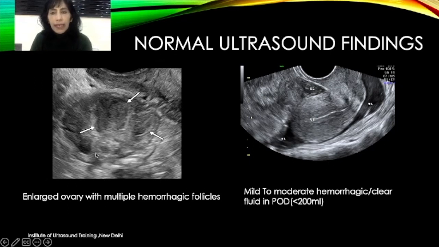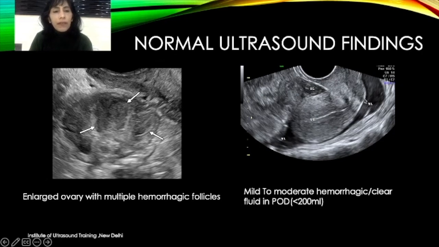If you find the ovary enlarged and multiple follicles showing a hypoechoic appearance, which is the blood inside these follicles, then you may find some hemorrhagic fluid collection in the pelvic cavity, in the cul-de-sac particularly. It could be mild to moderate, and usually it is less than 200 ml. Obviously, on ultrasound, we don't have a very specific way to measure the volume of fluid. But as a subjective sensation, if you see fluid confined to the pelvic cavity, that is probably fine. It is not a major thing, and even if it is hemorrhagic, it is not an issue.